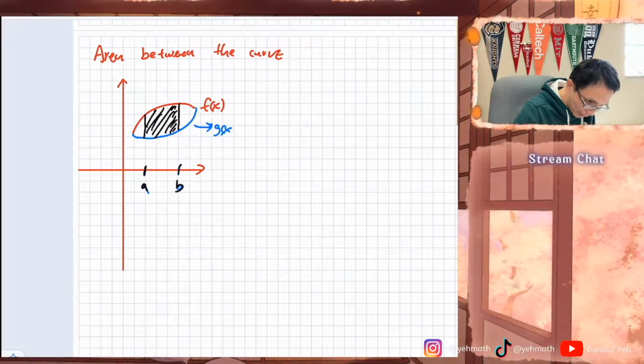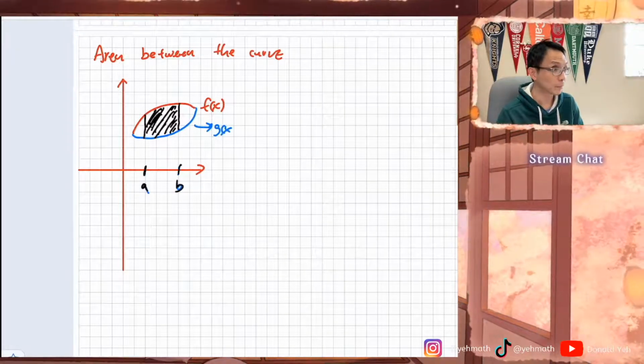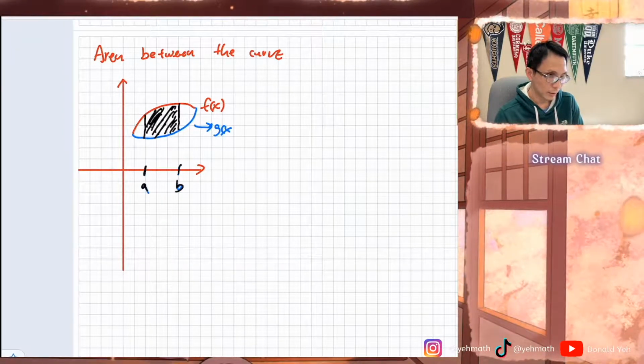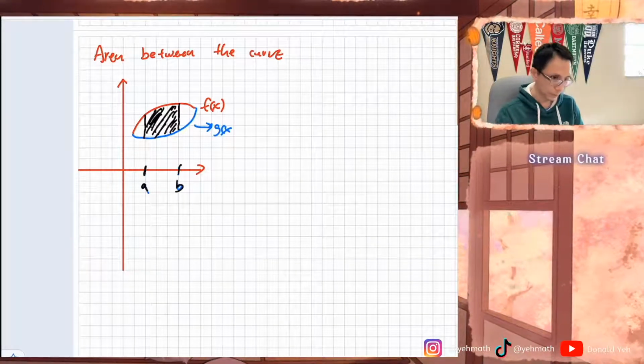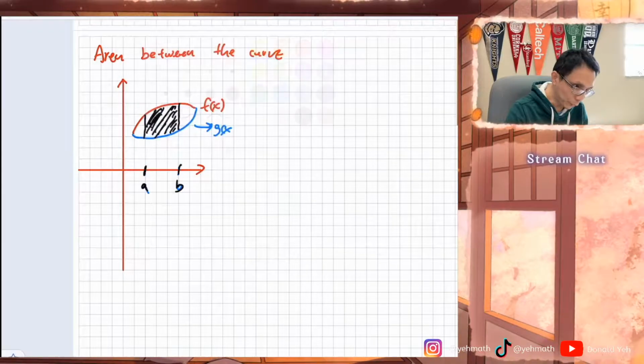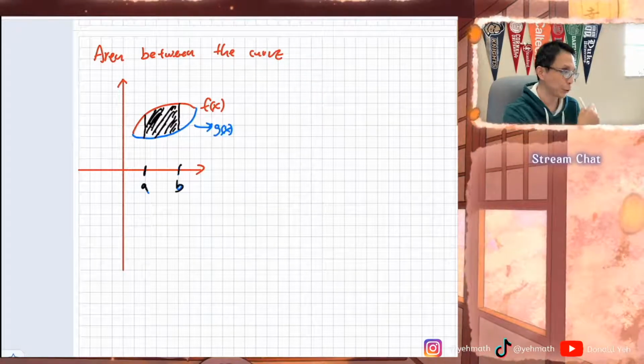Let's just say I want to find this area that is right here. How do I find this area? The integral between a and b of f of x minus the integral between a and b of g of x. Okay, people are conceptually understanding what's going on. You can grasp it very, very easily.